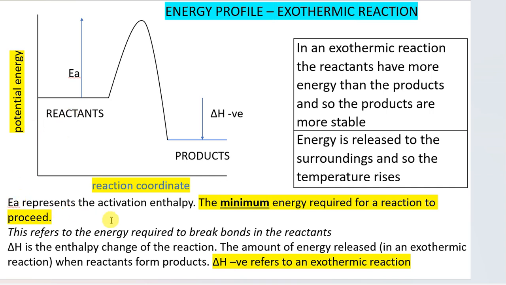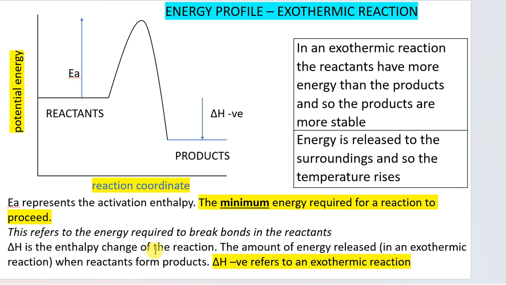Again, EA represents the activation energy, the minimum, underlined in bold, the minimum energy required for a reaction to proceed. If ever we're asked to define activation energy, we must include that word minimum. Particles can have more energy than is needed when they collide, but there is a minimum, and that's the activation energy. Activation energy refers to the energy required to break bonds in the reactants.